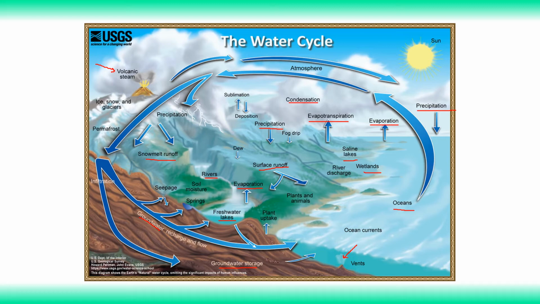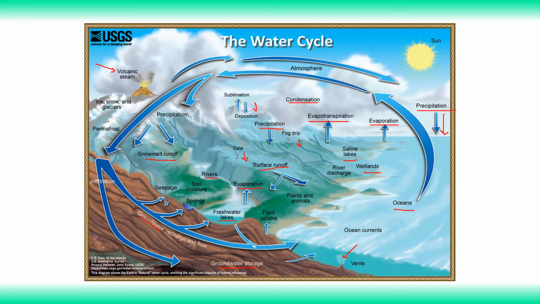But basically it's all the same ideas. The arrows are telling you the direction in which the water is moving. So for example, a downwards arrow means it's going from the atmosphere towards the surface. So precipitation there, or dew down here, or fog drip, or deposition.